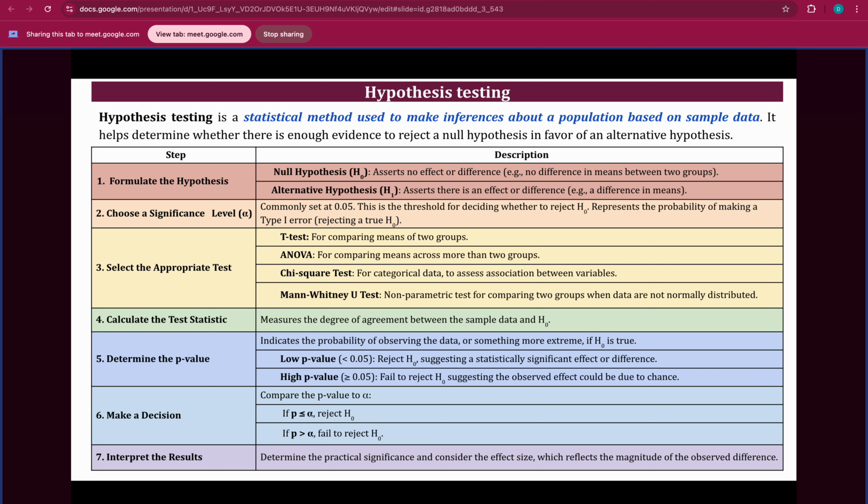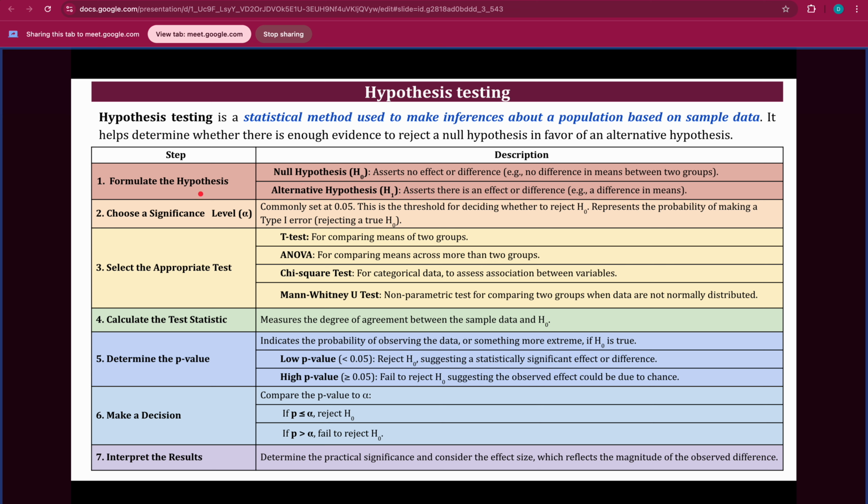So whenever you are using these models, you have to be sure whether your prediction is right or not. In such cases, you have to go for testing to make sure that the results which are coming are statistically significant or not. In cases where they are not significant, you cannot go with those examples, and your alternate hypothesis will fail. It can't be accepted, so you will lose. Hypothesis testing is a statistical method used to make inferences about a population based on sample data. It helps you determine whether there is enough evidence to reject a null hypothesis in favor of an alternate hypothesis. So these are the steps done in hypothesis testing.